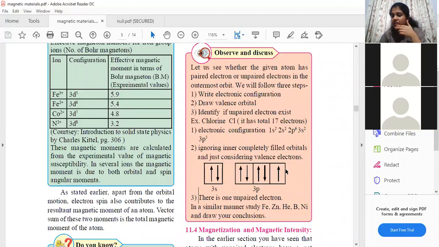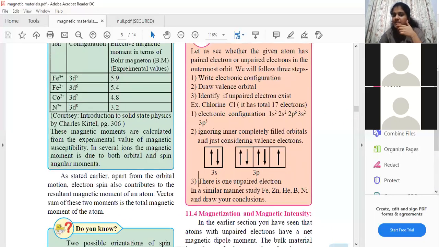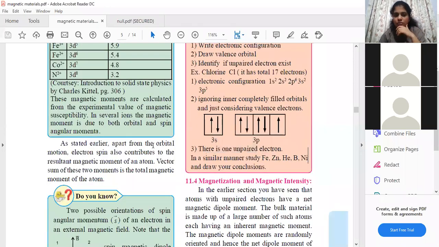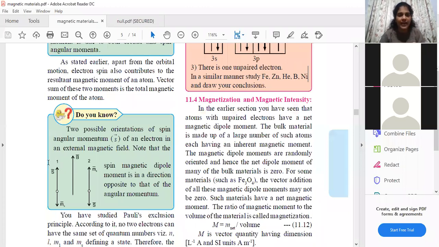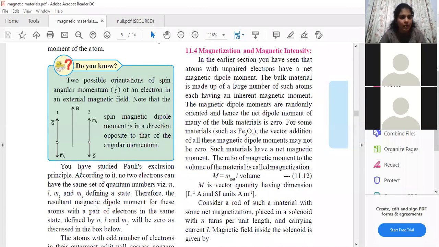Students, you can all see we have an unpaired electron in the valence orbit. Yes or no? There is one unpaired electron. See, they have written it over here. Okay, fine. In a similar manner, study these elements. If you know the atomic number for these elements, you can easily write down the configuration. Now, I discussed the example first.